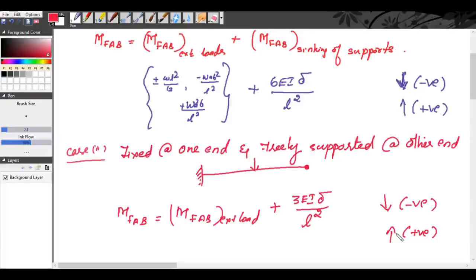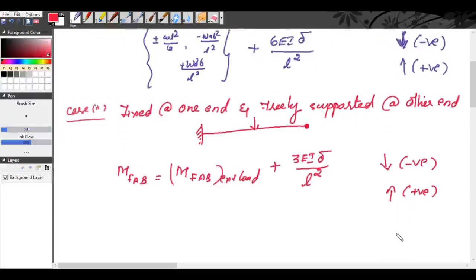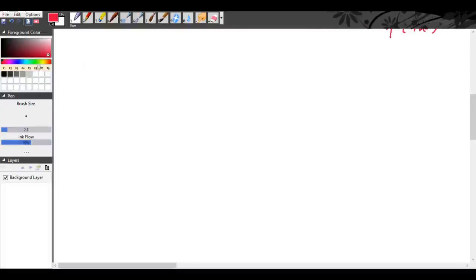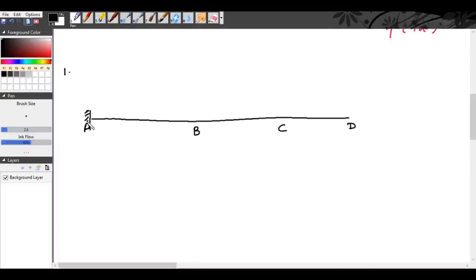Now we will solve a problem. So we will move on to our first problem. Our problem is a continuous beam ABCD. Continuous beam ABCD is fixed at both the ends. So A is fixed and D is also fixed. It is fixed at both the ends.